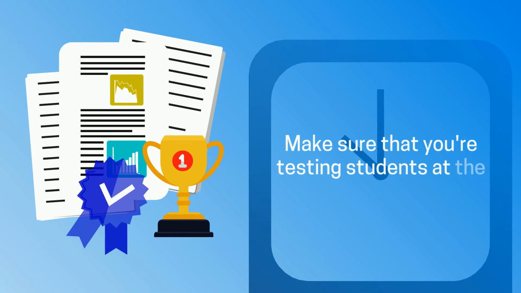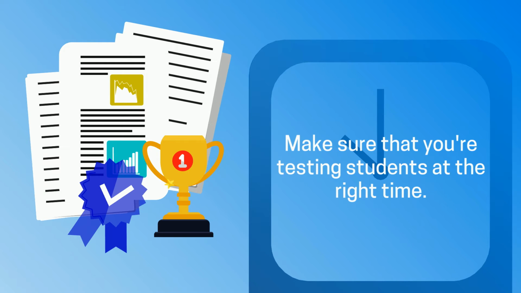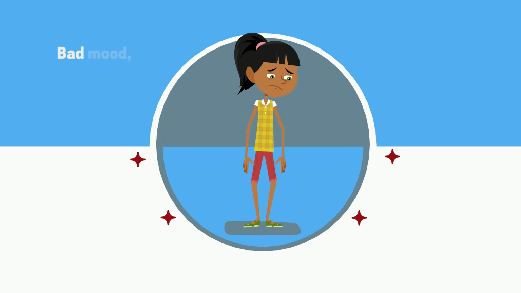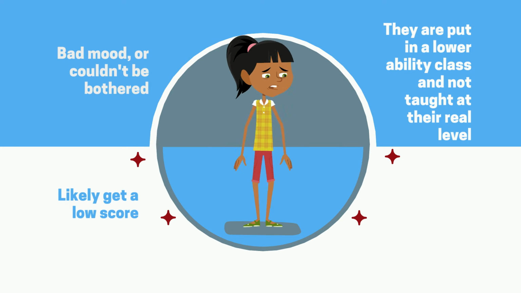So it's really good to make sure that you're testing students at the right time if you can. Clearly, this will depend on the resources you have available at your school and their own policies. It is always worth considering what we have already learned in this course. Imagine if we took a student who is in a bad mood or couldn't be bothered and tested them. They would likely get a low score, which in many schools would mean they are put in a low ability class and not taught at their real level.